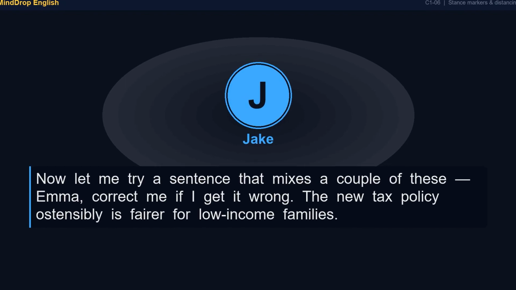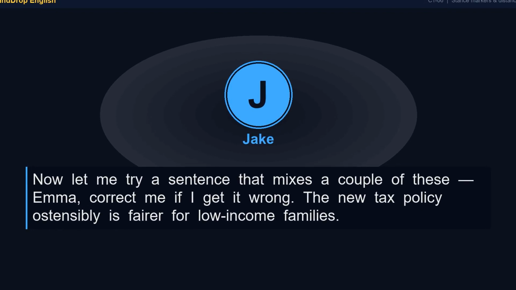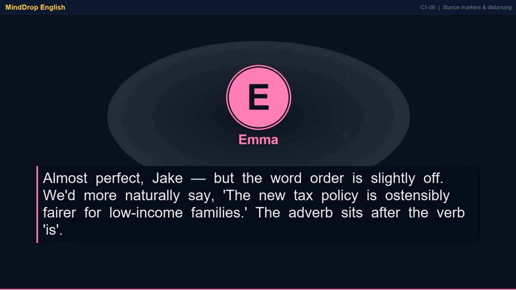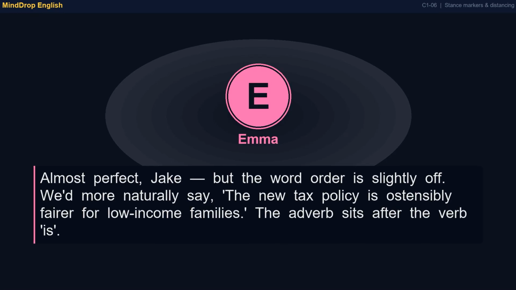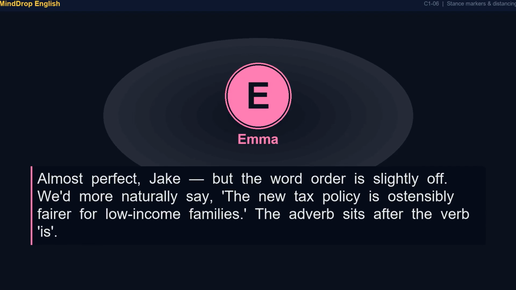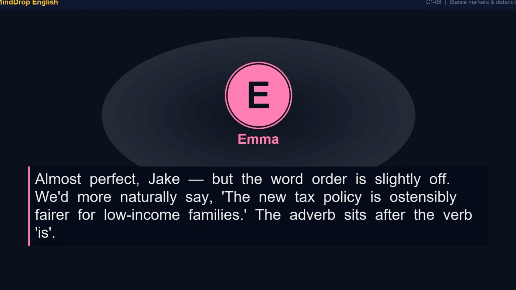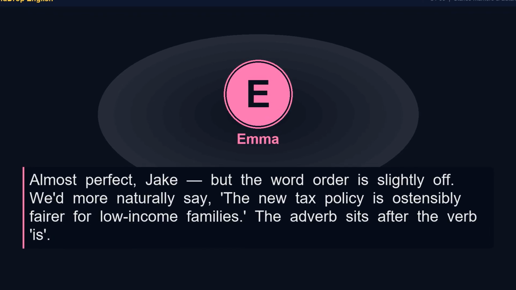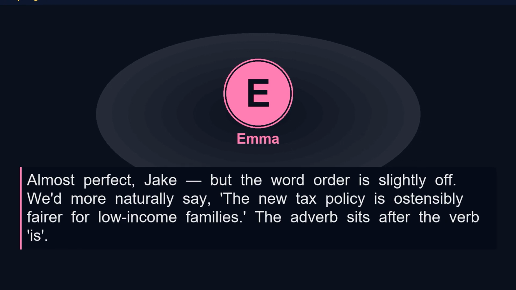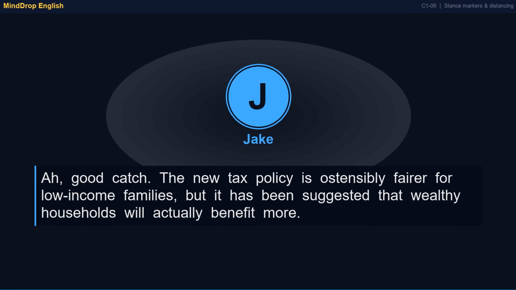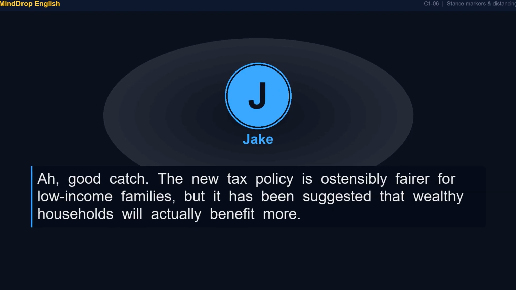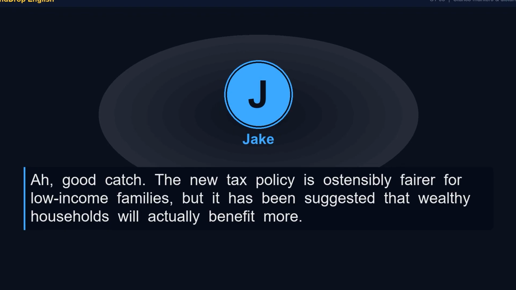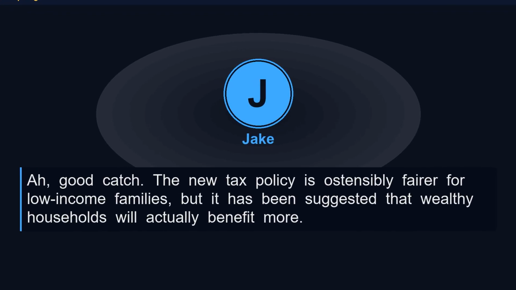Emma, correct me if I get it wrong. The new tax policy ostensibly is fairer for low-income families. Almost perfect, Jake, but the word order is slightly off. We'd more naturally say, the new tax policy is ostensibly fairer for low-income families. The adverb sits after the verb, is. Ah, good catch. The new tax policy is ostensibly fairer for low-income families, but it has been suggested that wealthy households will actually benefit more.